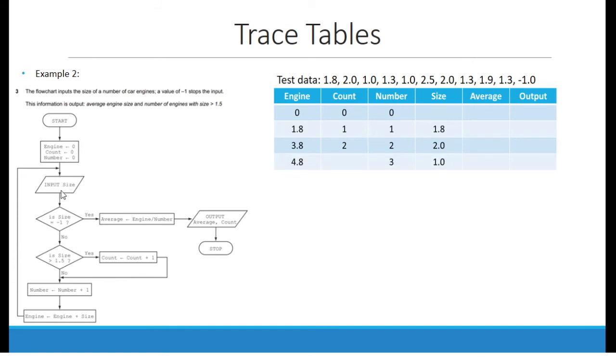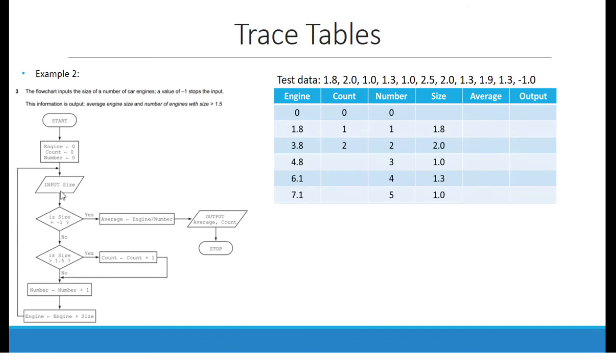Next, we have 1. Is size equal to minus 1? No. Is size greater than 1.5? No. So count stays the same, number becomes 3, and engine becomes 3.8 plus 1, which is 4.8. Next, we have 1.3. Is size equal to minus 1? Nope. Is size greater than 1.5? Nope. Again, count stays the same, number becomes 4, and engine becomes 4.8 plus 1.3, which is 6.1.